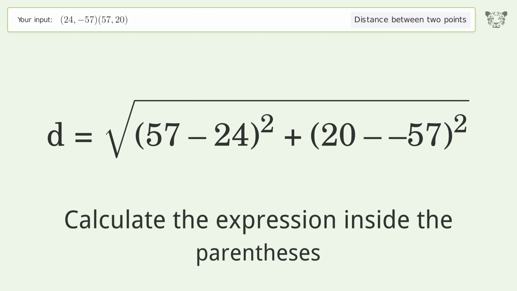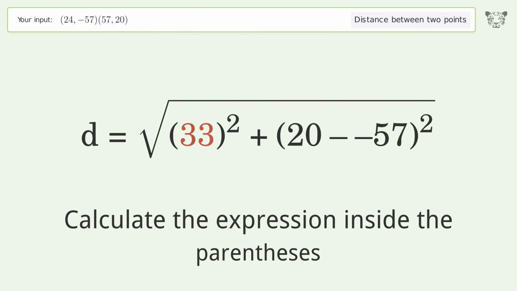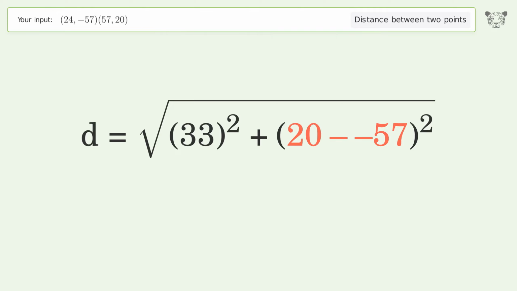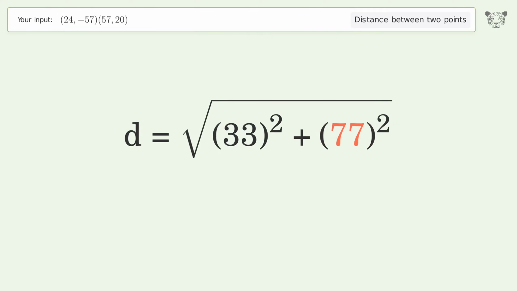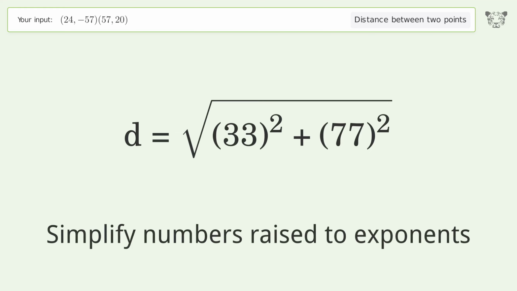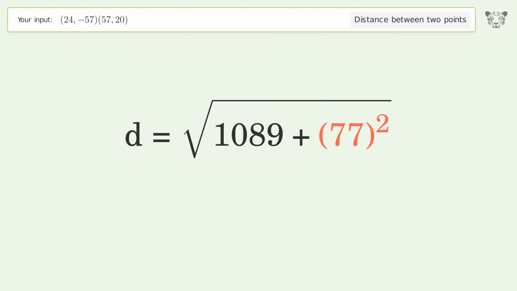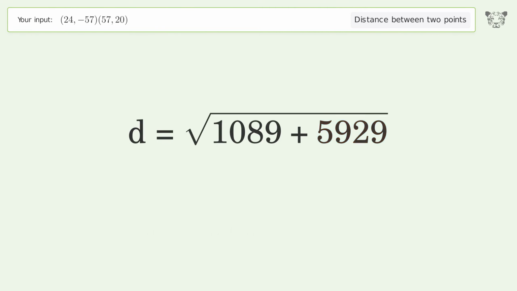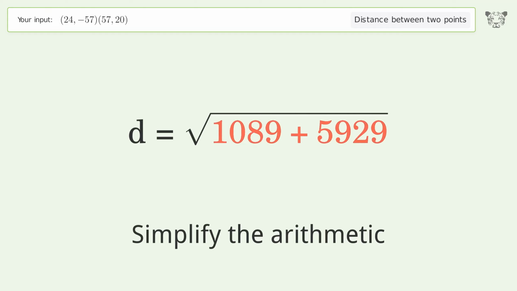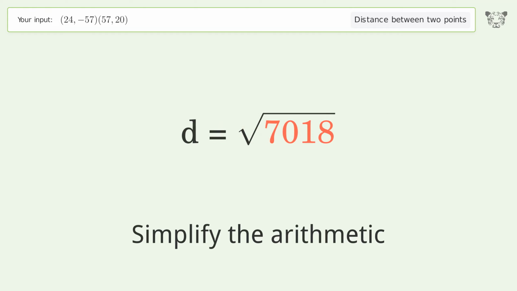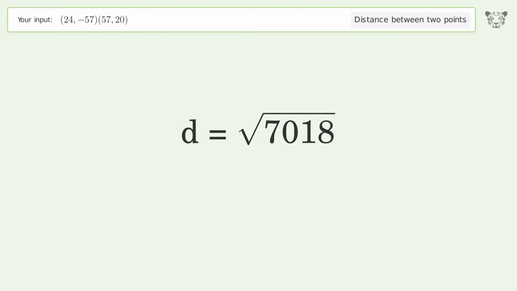Calculate the expression inside the parentheses. Simplify numbers raised to exponents. Simplify the arithmetic. And so the distance between the 2 points is the square root of 7018, or 83.774.